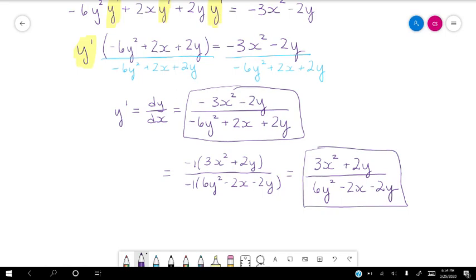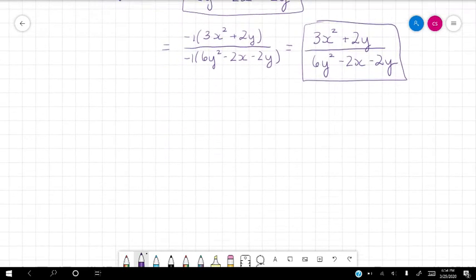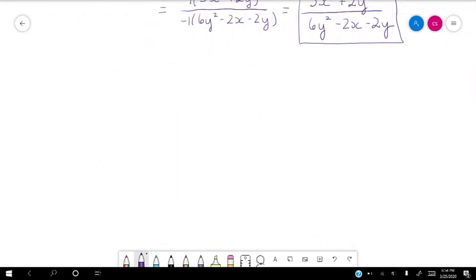Okay, so let's look at another example. You guys are going to do this on your own, so let me write it out, and then you can push pause. Work out the example, and then we'll go over our solutions together. So find dy/dx of the following. All right, so push pause.